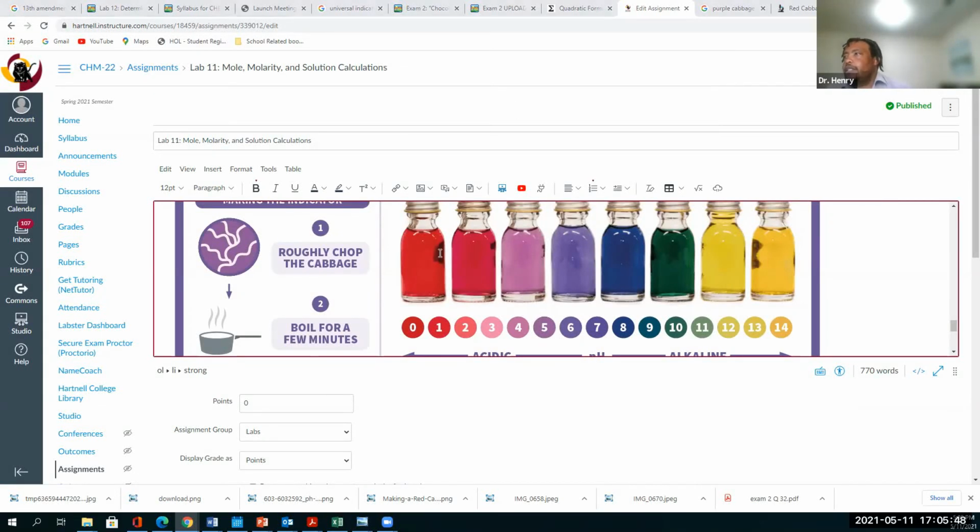Do you see the screen? Catherine, can you hear me? Yeah. I said, do you see the screen? So like 1 and 2, right here? Yeah. Okay, so then you want to record the pH of it.